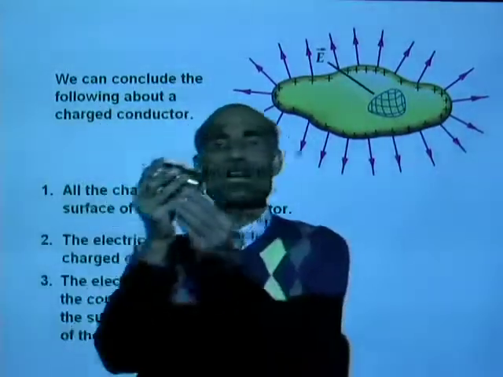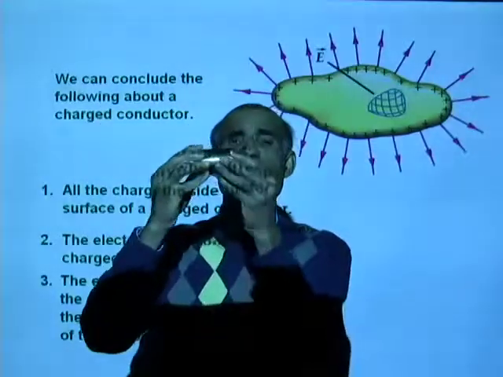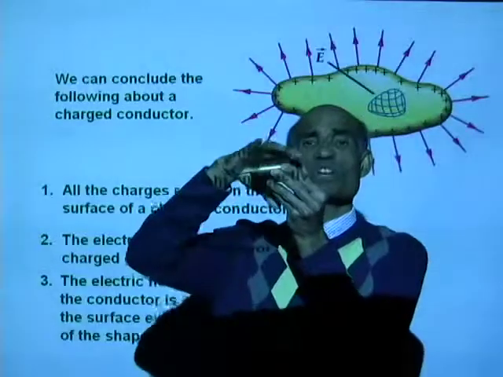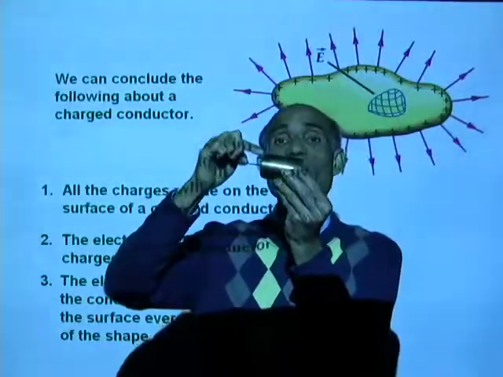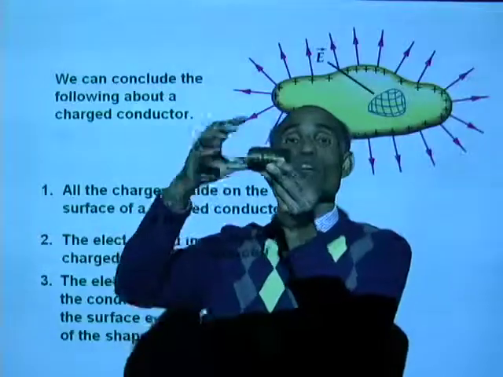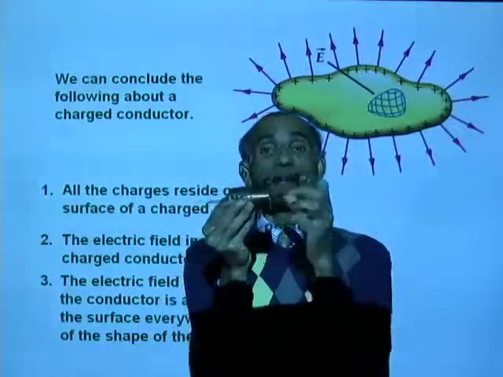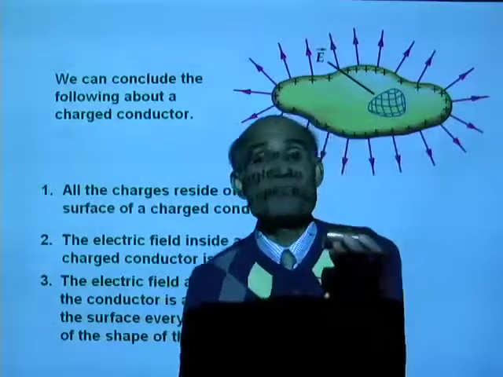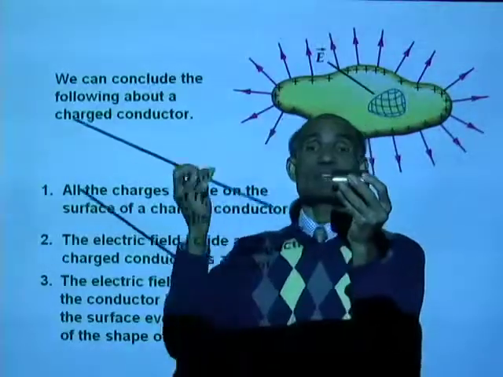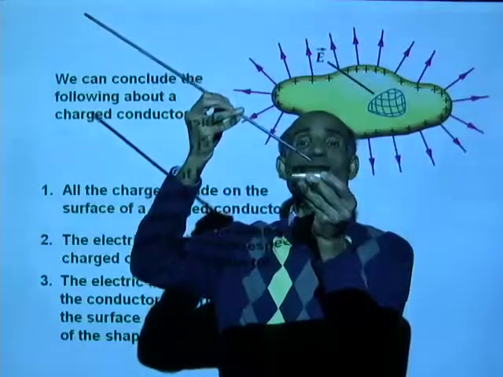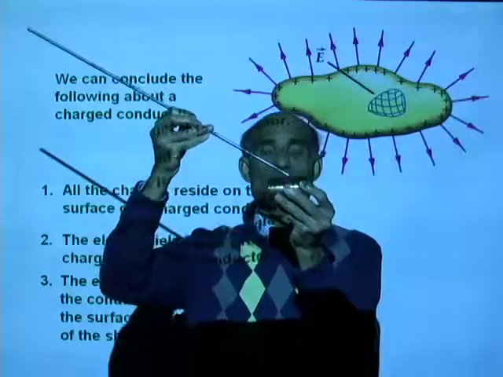If you have a conductor like this, that statement says the electric field at any point on the conducting surface will be at right angles. Now, what happens if the electric field is not at right angles? Suppose the electric field is like this, not at right angles.